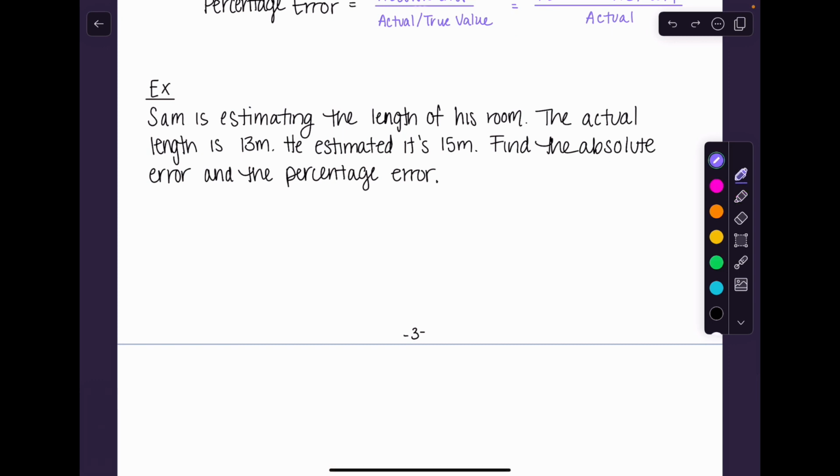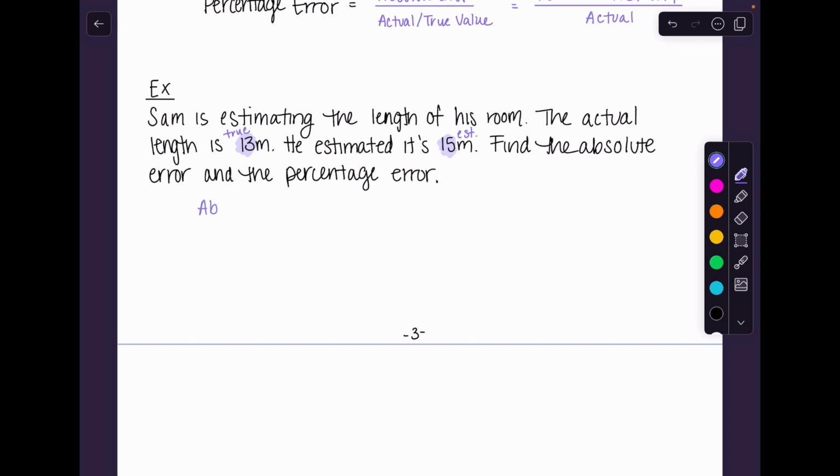So we're just going to do a single example of this. Suppose Sam is estimating the length of his room. The actual length is 13 meters. He estimated it's 15 meters. We want to find both the absolute error and the percentage error. So comparing these two values, he estimated it's 15 and the actual length is 13. So this is his estimated value and this is the true or the actual value.